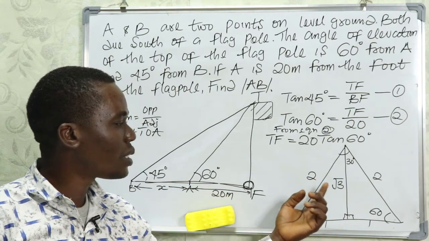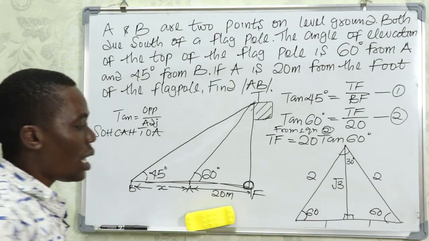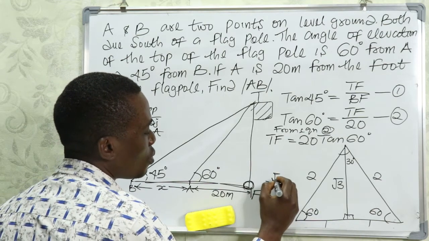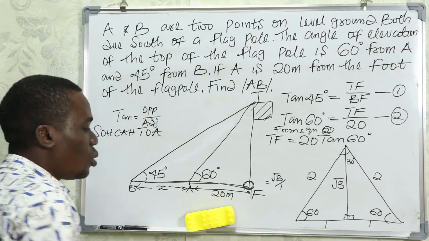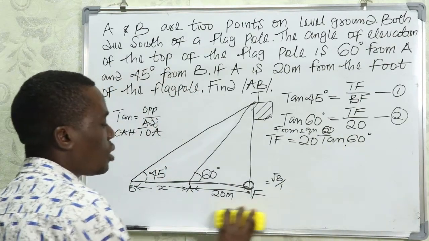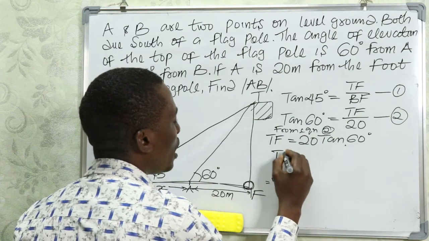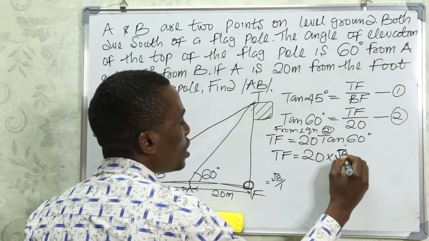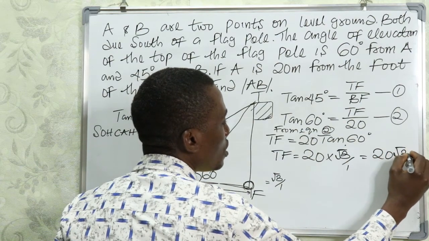Now we are going to look for tan 60 degree. Remember our tan is opposite over adjacent. So 60 is opposite over adjacent. That will be root 3 over 1. So we'll do away with this because we've gotten what we need. Know how to have that in your memory so that whenever you need it, you can easily bring it out. So our TF will be equal to 20 times root 3 over 1, which is equal to 20 root 3.